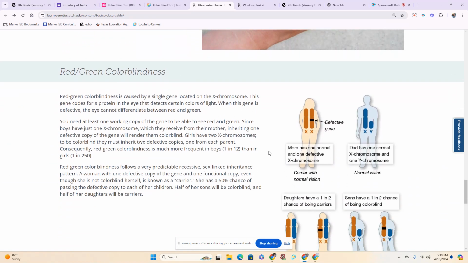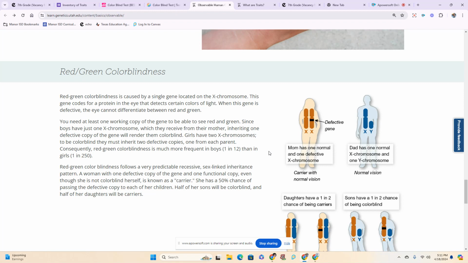Okay, this one, red-green color blindness. Red-green color blindness is caused by a single gene located on the X chromosome. This gene codes for a protein in the eye that detects certain colors of light. When this gene is defective, the eye cannot differentiate between red and green. You need at least one working copy of the gene to be able to see red and green.